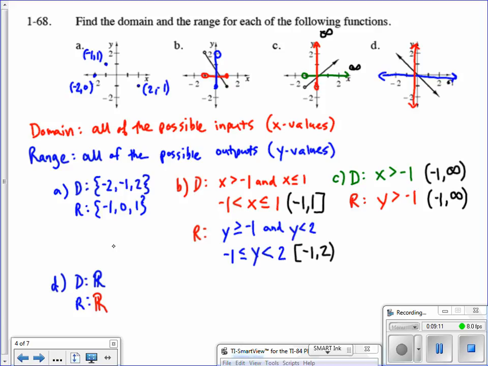And last but not least, we have down here, remember, this is how we write all real numbers in interval notation. We're going to go -infinity to +infinity, both with parentheses. Hopefully you wrote them out in any of those equivalent ways there.